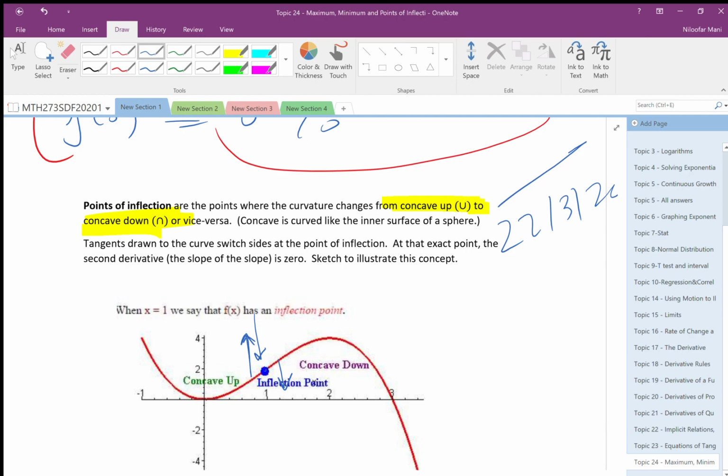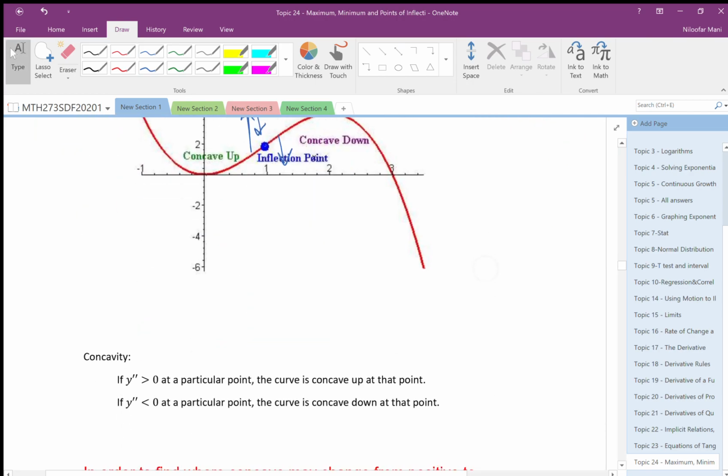So I can say, if I have a positive second derivative, concavity is up. That's why I said if you have a positive second derivative, you have a minimum. If you have a negative second derivative, concavity is down, and that's why I said negative gives you a maximum. So here I can link them: this one with up and this one with down.